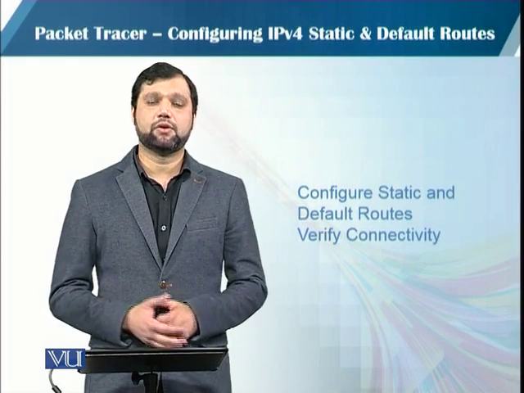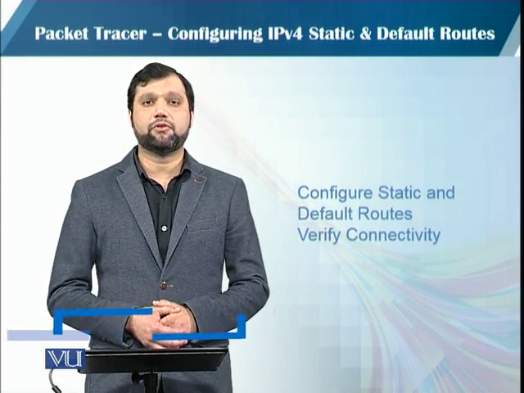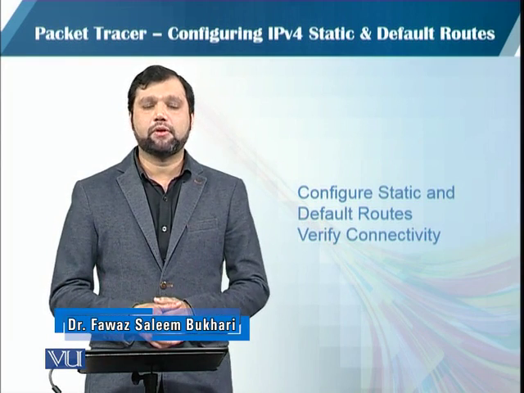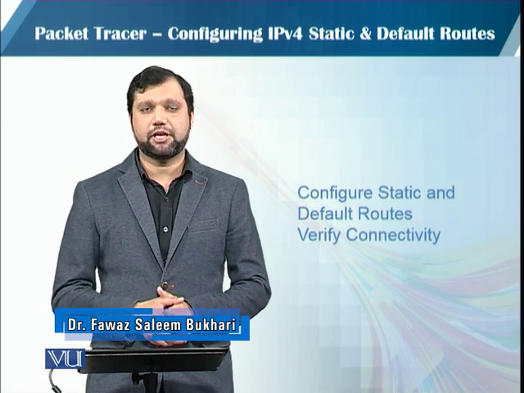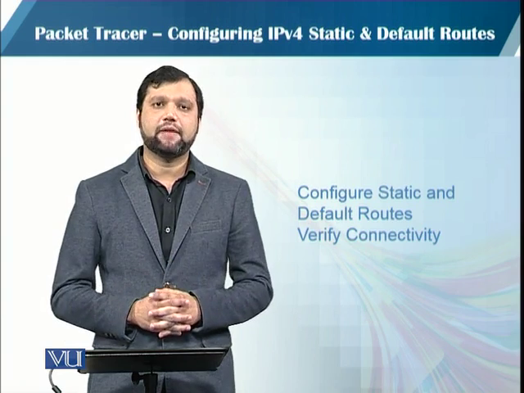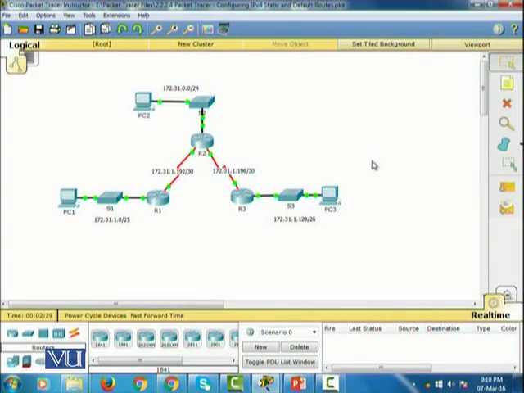In this activity, we will configure IPv4 static and default routes. So first of all, we will be configuring both of these routes, static and default routes, and we'll look into the existing network and then configure the routes. All right, so as you can see on the screen, we have a network with 3 routers, R1, R2, and R3. Just by looking at the network, we need to examine and evaluate the need for static routing.